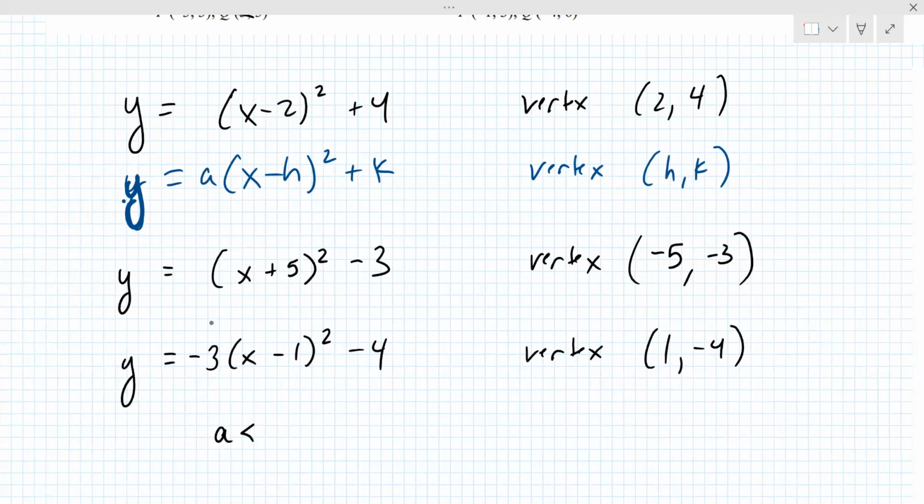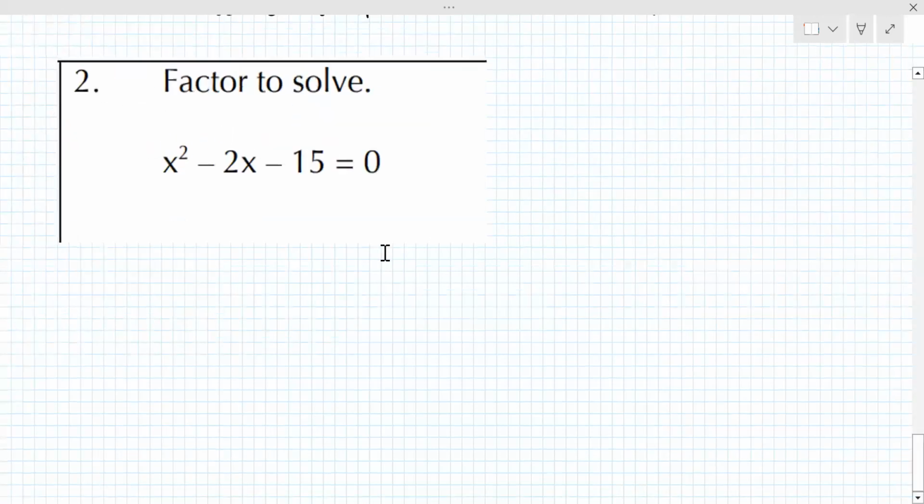Down. Yeah, so if a is less than 0, it opens down. If a is greater than 0, it opens up. Any thoughts on that? Questions on that? No. Okay, so let's do some more factoring. Tends to be a lot of factoring on some of the stuff that we're going to see.